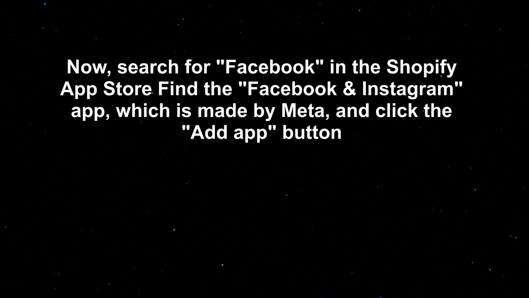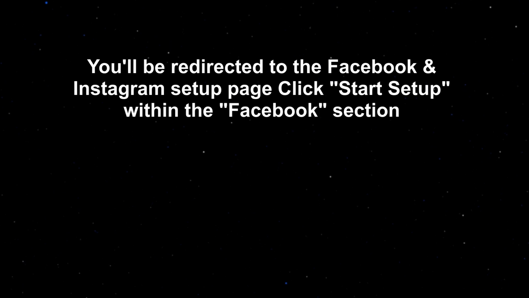Now, search for Facebook in the Shopify App Store. Find the Facebook and Instagram app, which is made by Meta, and click the Add App button. Click Install Sales Channel to grant the necessary permissions for the app to access your Shopify data. You'll be redirected to the Facebook and Instagram setup page. Click Start Setup within the Facebook section.